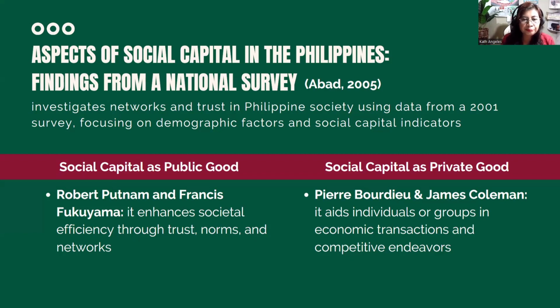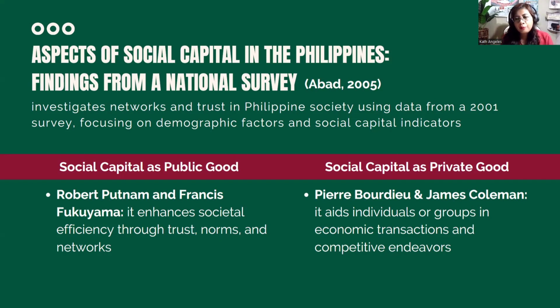So he reviewed various literatures that describe and define social capital, and he found that social capital can be seen as a public good and also as a private good. Experts such as Robert Putnam and Francis Fukuyama believe that social capital is for public good as it enhances societal efficiency through trust, norms, and networks.